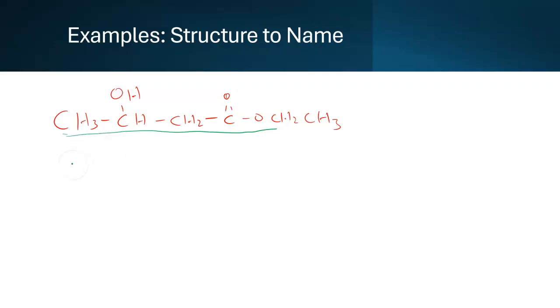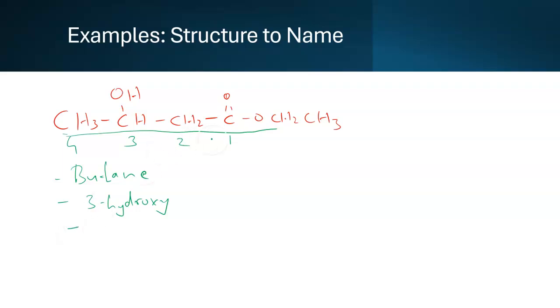So I will write the parent chain. It is butane. Now the prefix. Firstly number it 1, 2, 3, 4. Numbering will start from the principal functional group as per the priority rule. It is an ester. So 3-hydroxy. In the prefix it is called 3-hydroxy.